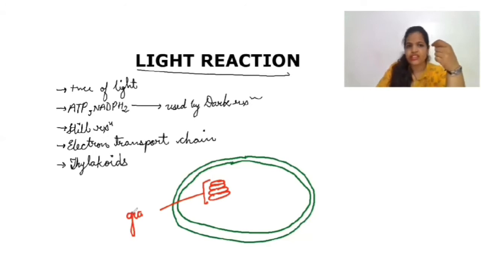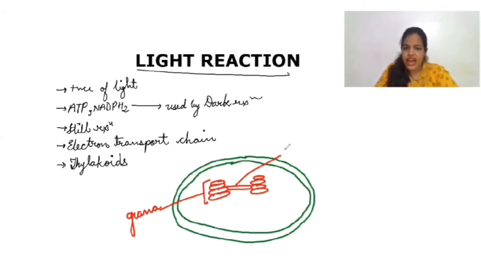It is known as grana. Whereas if we draw a single thylakoid, like one more stack is here, this is also again a complete grana. These two granas are further joined by a single flattened structure. The single flattened structure is known as the thylakoid. So thylakoids stack upon each other to form a structure known as grana.